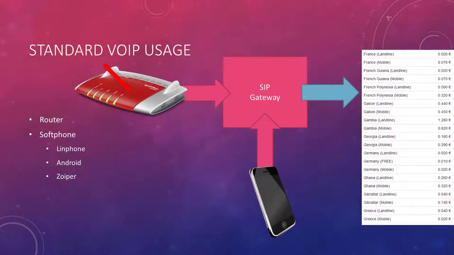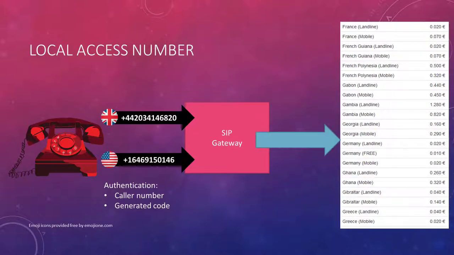If you don't have access to a device which can handle SIP, or if you don't have any internet connection, you might still be able to use this feature by using the local access number. If you have access to a phone, you can call the local access number and you only have to pay the units for a local landline call.